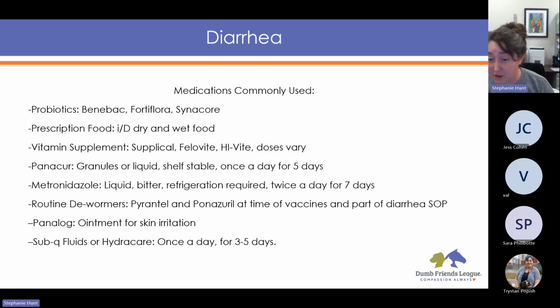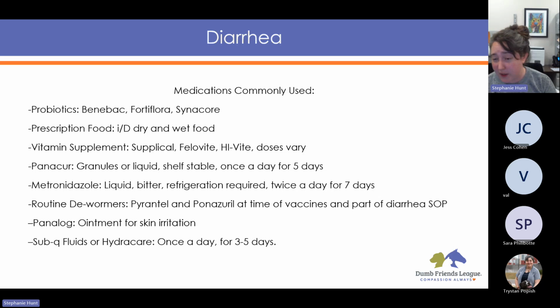Routine dewormers. So Panazaril is something that we give routinely to underage puppies and kittens. We give it when they first come into the shelter, and then we booster 2 weeks later. We have incorporated Panazaril in our diarrhea SOP. So we will do once a day for 3 days on top of the doses that we normally give with our vaccine schedule. Pyrantel is typically given with vaccines, so it's not part of our diarrhea protocol, but it's something to keep in mind if your fosters are due for vaccines soon. Getting that Pyrantel on board may also help address the diarrhea that you're starting to see.